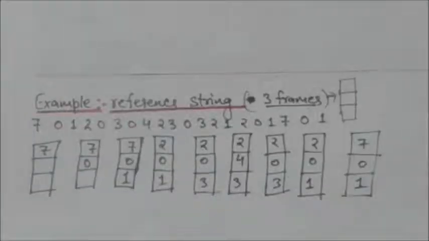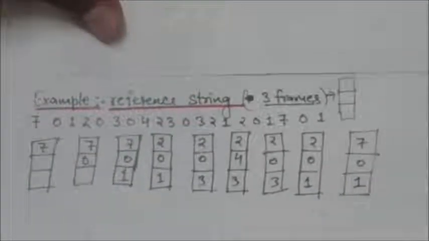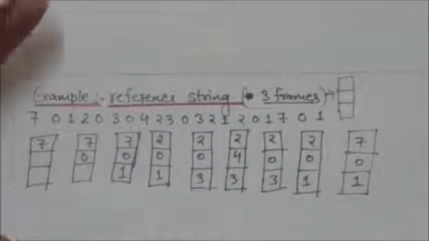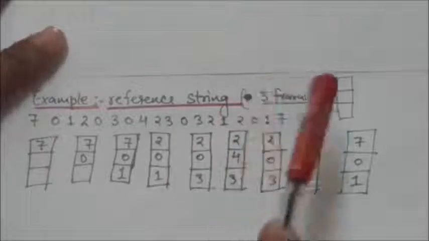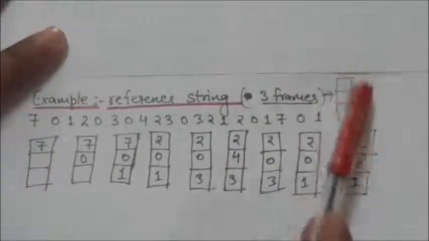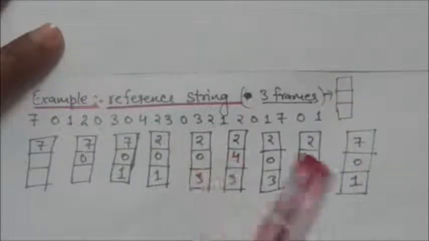Let us see how this optimal page replacement algorithm works. Now consider this reference string, right? And in main memory, consider that we are having 3 frames. Initially all the 3 frames are free, right?